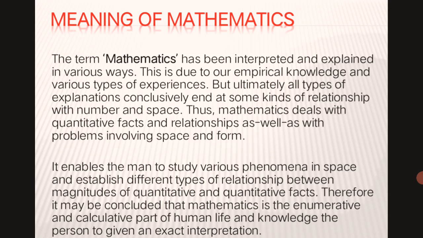So let's discuss what are the other meanings of mathematics. It enables man to study various phenomena in space and establish different types of relationships between magnitudes of quantitative and qualitative facts. Therefore, it may be concluded that mathematics is the enumerative and calculative part of human life and knowledge, enabling the person to give an exact interpretation. Magnitude is nothing but quantity: how much, how many things, like that.